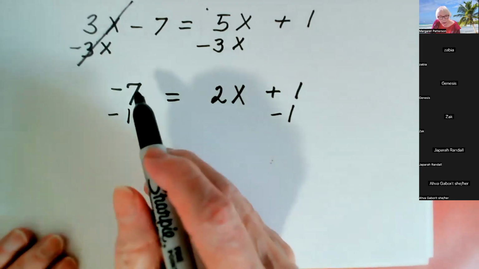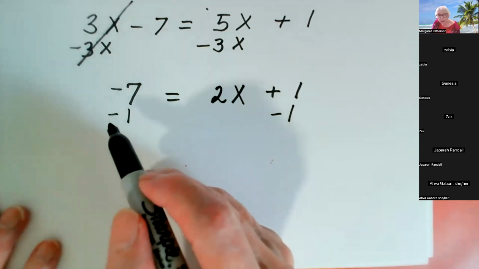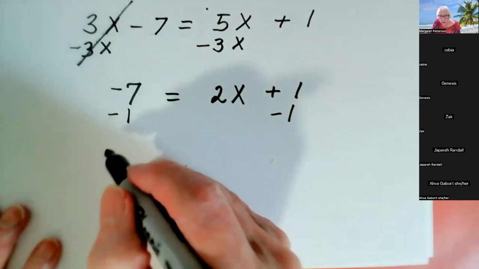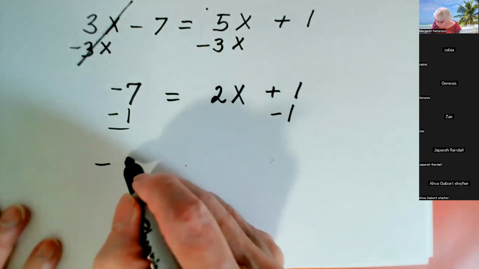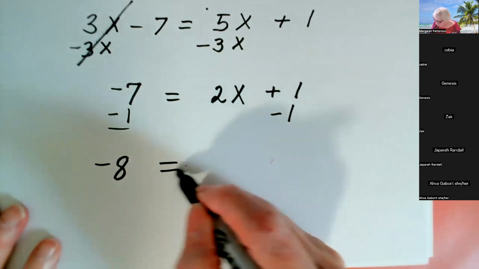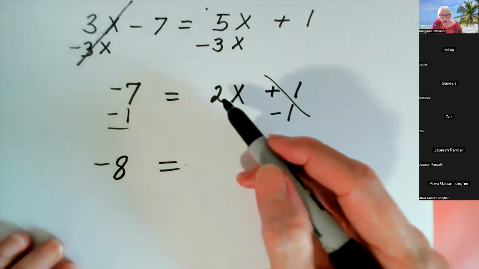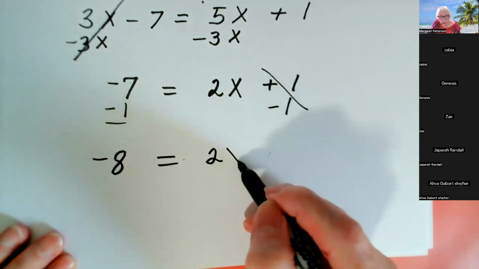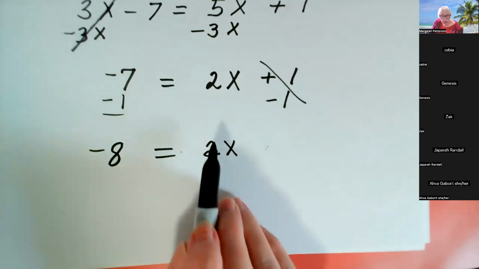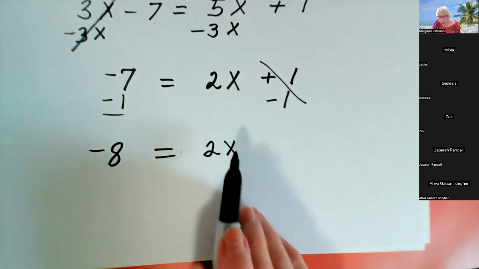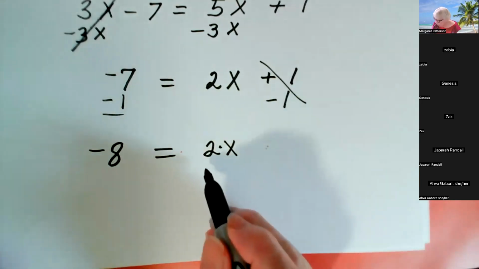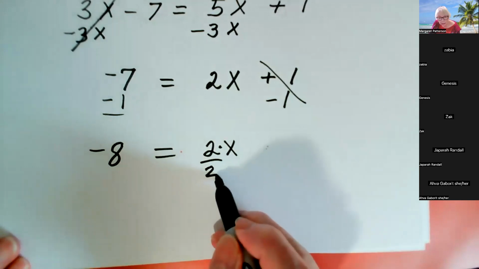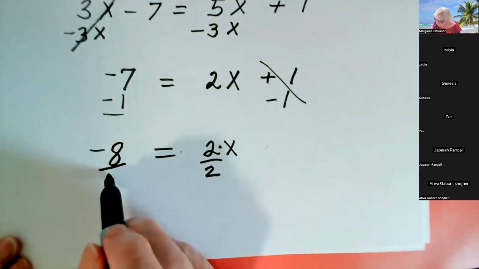And these are like terms. So -7 and another -1, that would total -8. And over here, I'm left with 2x. So this is your normal scenario. When you have a number times a letter, all you have to do is divide. Divide by 2, divide by 2.